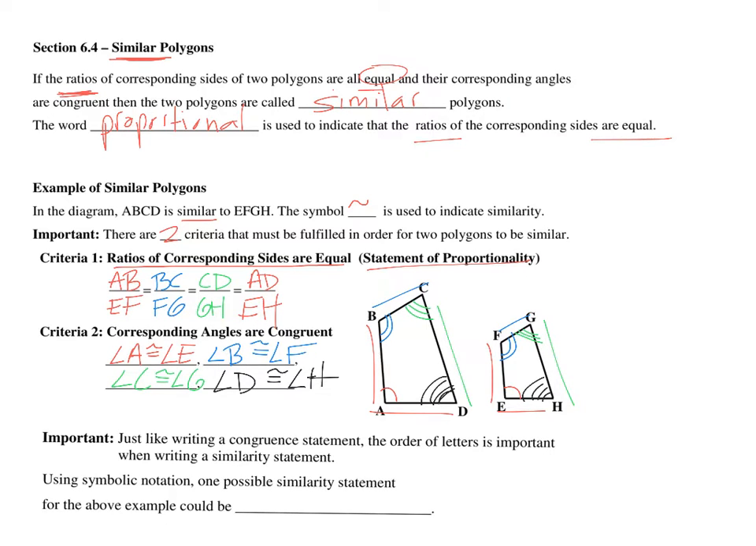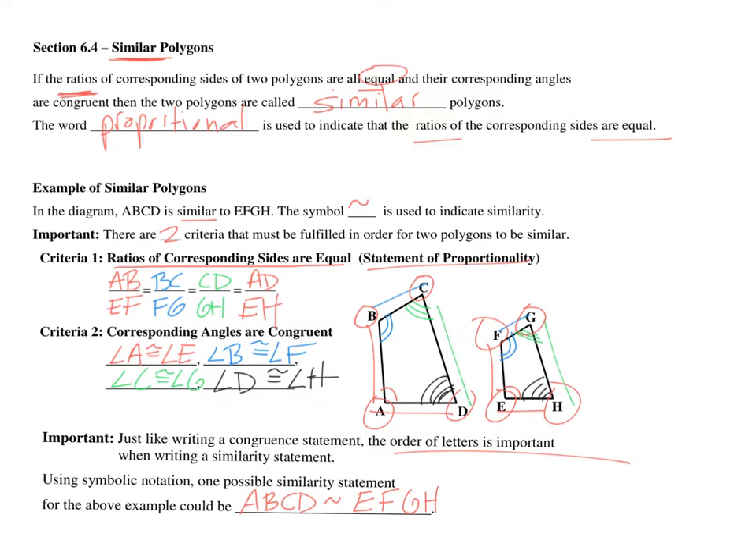Important, just like writing a congruent statement, the order of letters is important when writing a similarity statement. Using symbolic notation, one possible similarity statement for the above example could be, let's start off from here. A, then I have B, C, D. So I would say ABCD is similar to figure EFGH. The order of the letters matters. That's all there is to that.